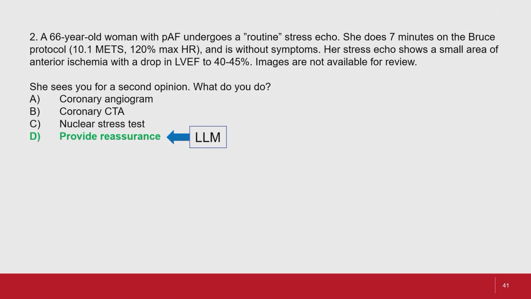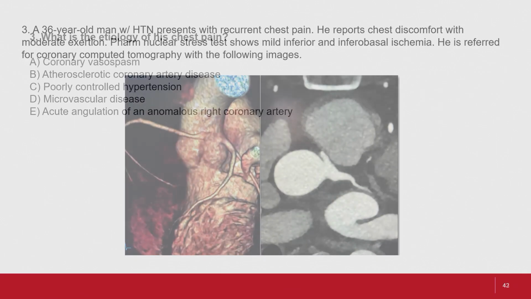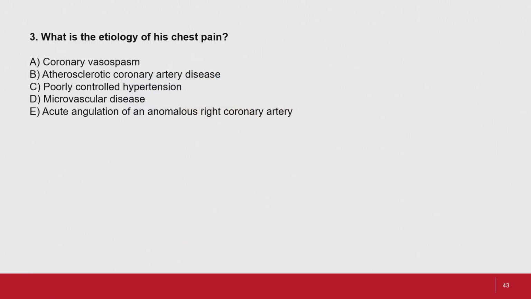So this one's an interesting one. These cases are all pulled from board exam prep and things like that. A 36-year-old man with hypertension presents with recurrent chest pain. He reports chest discomfort with moderate exertion. Stress test shows mild inferior and infrabasal ischemia. He is referred for coronary CT with the following images. Do we have the multiple choices maybe on the next page? What is the etiology of his chest pain?